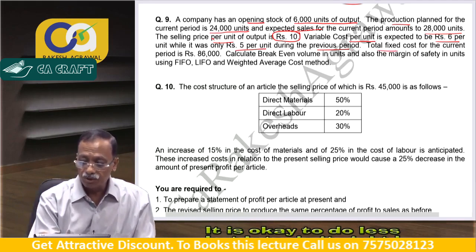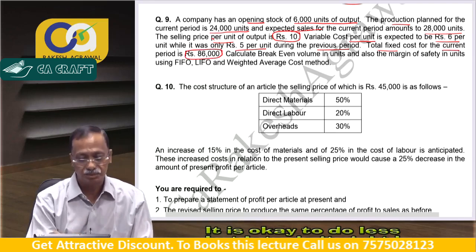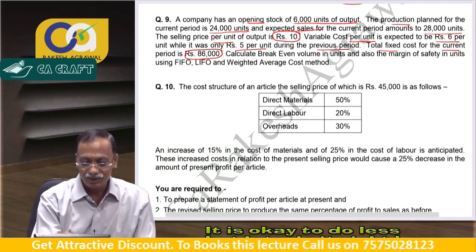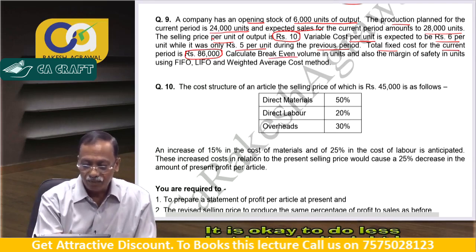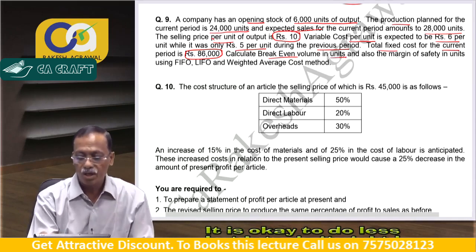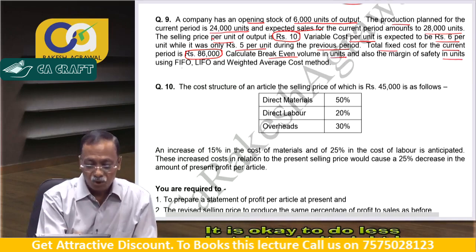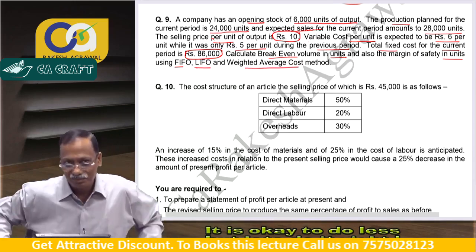Now total fixed cost for the current period is 86,000. Your current period's fixed cost is 86,000. The question is, calculate break-even volume in units, and also margin of safety in units using FIFO, LIFO and weighted average cost method. This is very interesting.